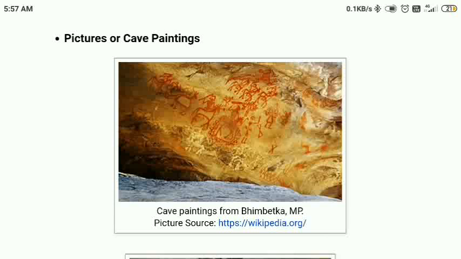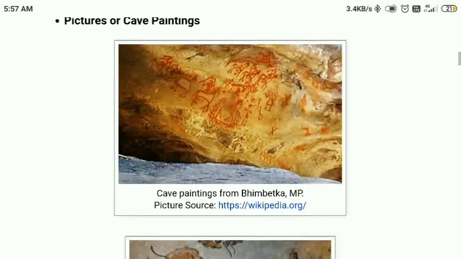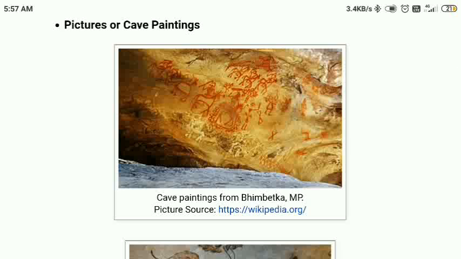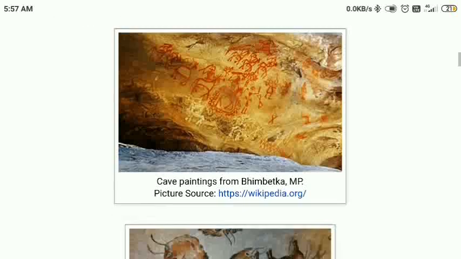So whenever they were having free time, they used to draw something, whatever they saw. If they knew how to kill an animal, then that also they recorded in the form of pictures. So they made paintings on the walls, whatever was available with them, they used it and created paintings. This is one picture you can see. It is a cave painting example, and it is present in Bhimbetka. Bhimbetka is a place in MP, Madhya Pradesh. So here you can see they have used some red natural color, and they have created paintings.